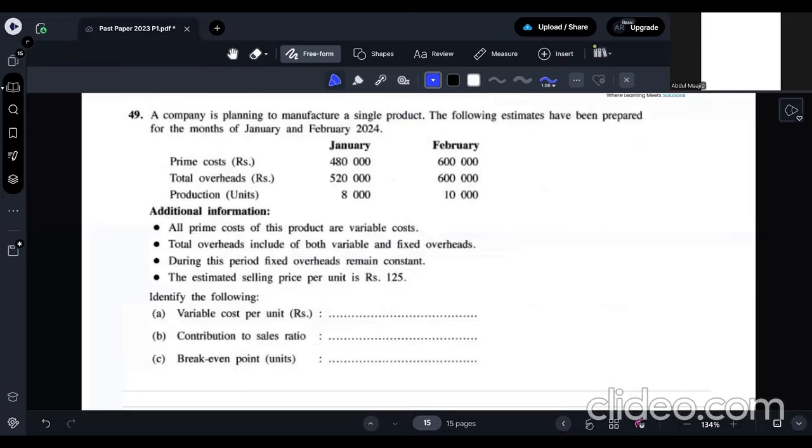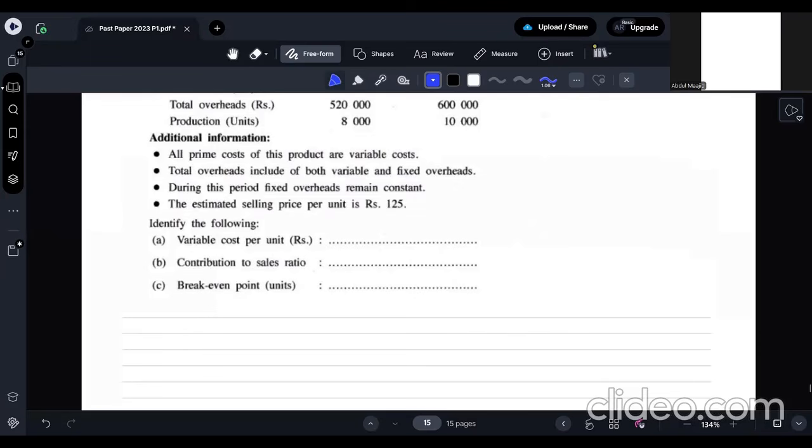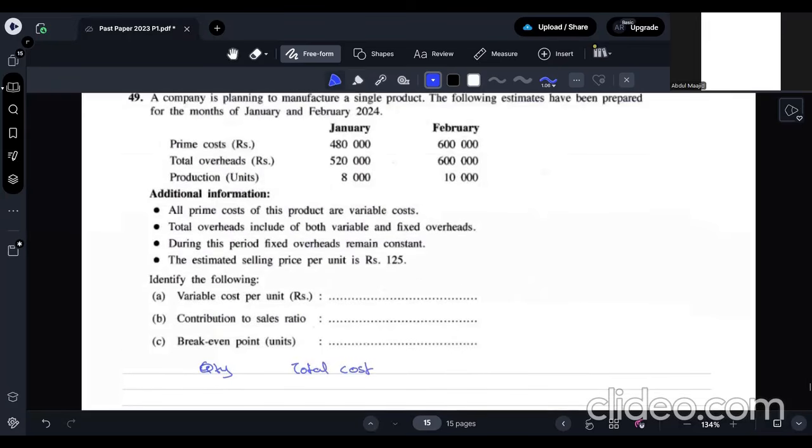So they have given the prime cost and total overhead and production units for January and February, and they're telling us to find the variable cost per unit. How should you find that? Quantity and total cost, this method. In January they produced 8,000 units. When they are producing 8,000 units, the cost of production will be the prime cost plus the total overheads, that will be 480 plus 520. Total cost is 1,000, so 1 million.